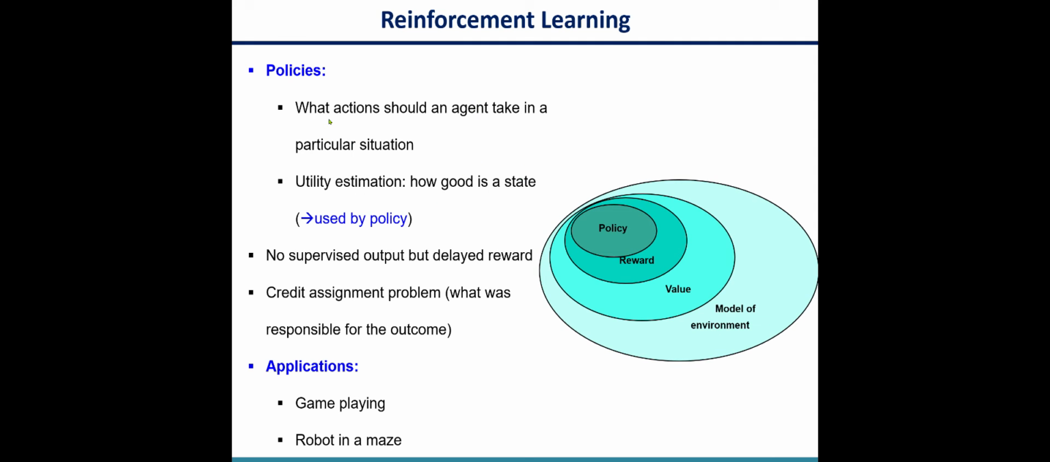Policies are what action an agent should take in a particular situation, and utility estimation is how good the policy is: reward, value and model of the environment. So there is no supervised output but a delayed reward. Credit assignment problem: what was responsible for the outcomes. And applications are like game playing, a robot in a maze, that type of thing.